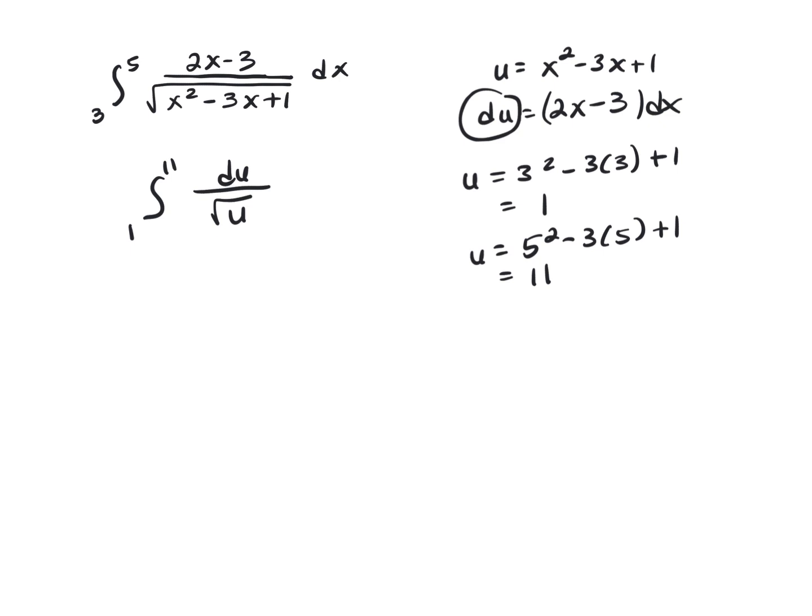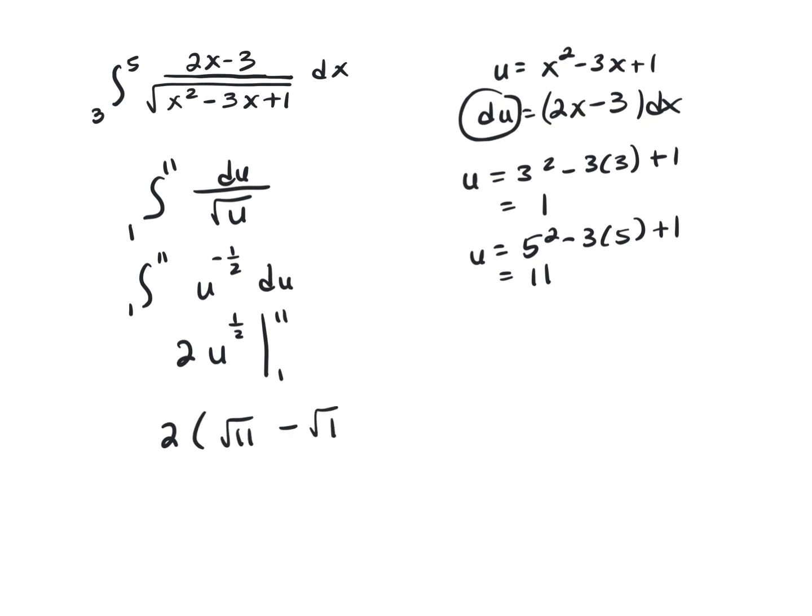Let's rewrite this integral as the integral from 1 to 11 of u to the negative 1/2 du. Now integrate: add 1 to your exponent, and that will give you u to the positive 1/2. Out front, you have 1 over 1/2, which is 2, and you want to evaluate between 1 and 11. So that's 2 times the square root of 11 minus the square root of 1.